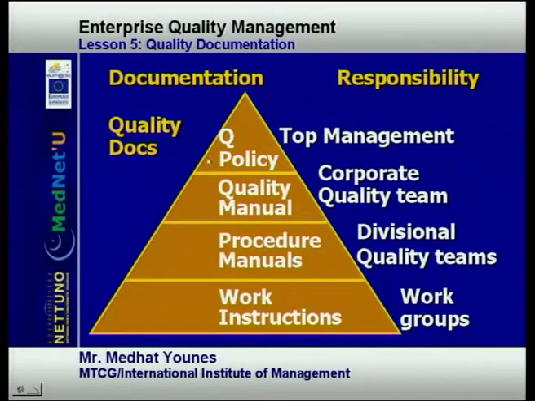There are 5 types of quality documents. The first one is the quality policy, and the responsibility of writing the policy is the responsibility of the top management. The second type is the quality manual, and this is written by the corporate quality team. The third type is the procedures manual, and this is normally written by divisional quality team. And finally, work instructions, which is normally written by work groups and team leaders.